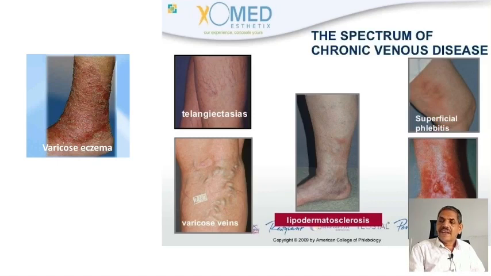And this is the typical appearance of a varicose ulcer, and sometimes the patient may get intense itching, excoriation and scaling skin lesion. This is what is called varicose eczema.